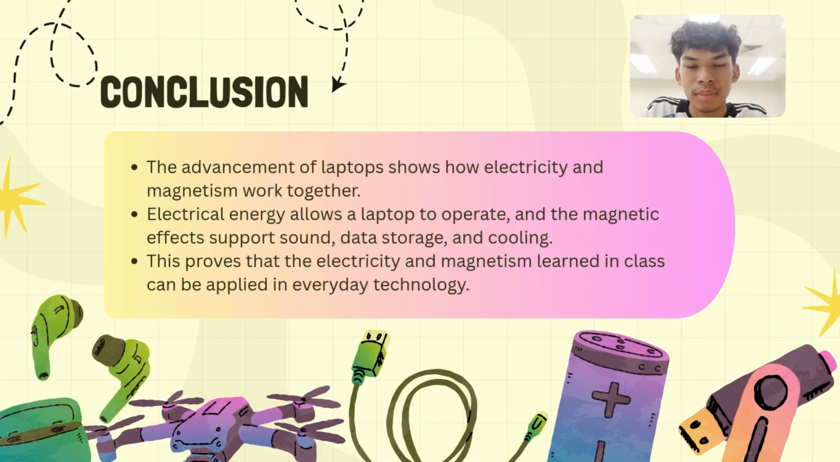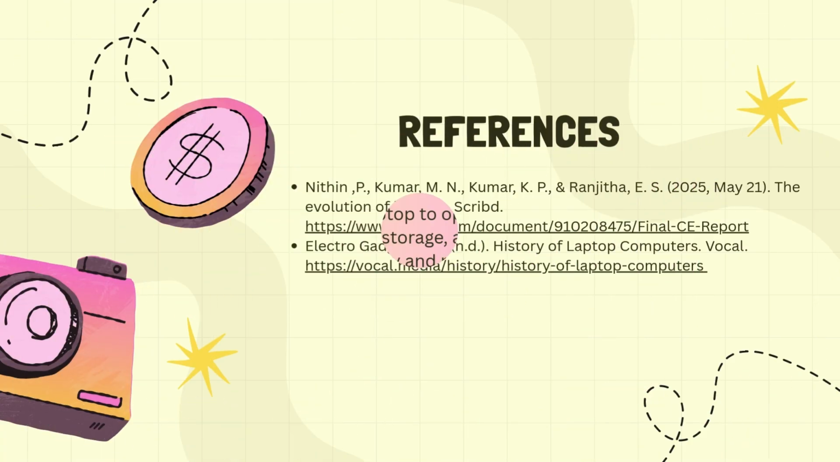In conclusion, the advancements of laptops show a clear practical example of how electricity and magnetism work together. The electric energy allows laptops to operate, while the magnetic effect supports sound production, data storage, and cooling. This demonstrates that the electricity and magnetism we learn in class are not just theory, they are applied in real-life technology that we use every day.